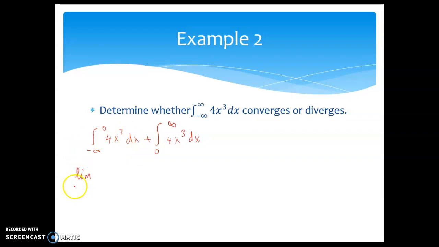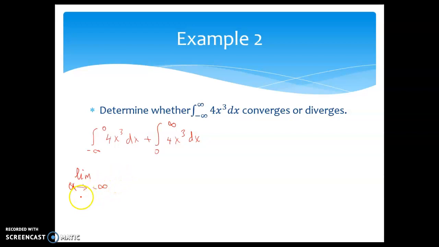as a goes to negative infinity. So if one of them diverges, that means the whole problem diverges. They have to converge on both of these sides. So let's take one at a time. If we find one of them diverges, that means the whole problem would also diverge.